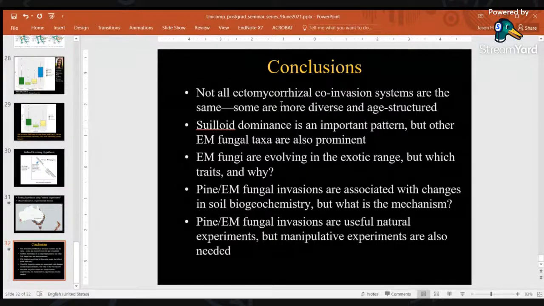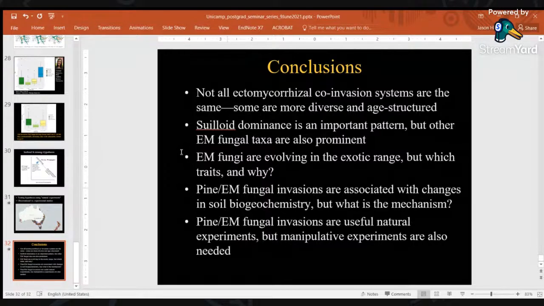Second, suilloid dominance seems to be an important pattern that consistently appears, but other EM fungal taxa are also prominent, and we need to understand more about how variation among sites in the dominance of suilloid fungi, why that is, how that is caused, and also the consequences of it functionally for ecosystems. Third, from Yihong's work, it's clear that ectomycorrhizal fungi are evolving in the exotic range, but which traits are evolving and why? In response to what factors? Is it genetic drift? Is it in response to natural selection? What is going on with evolution?